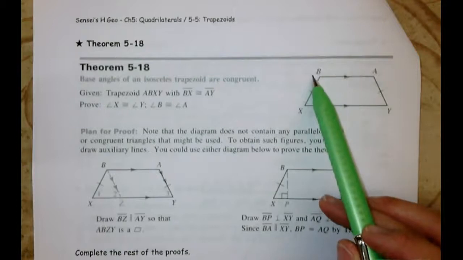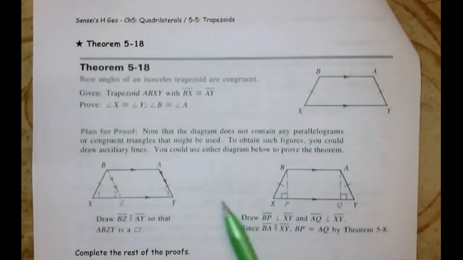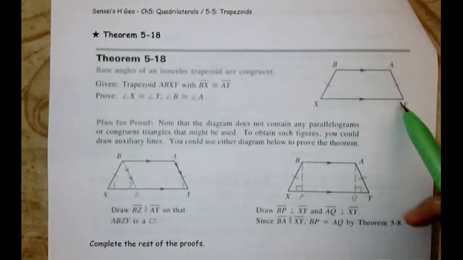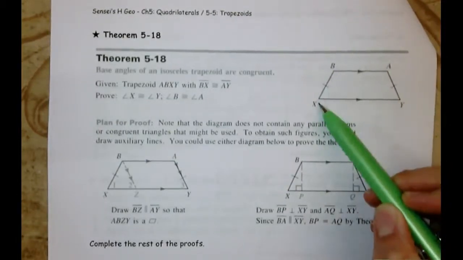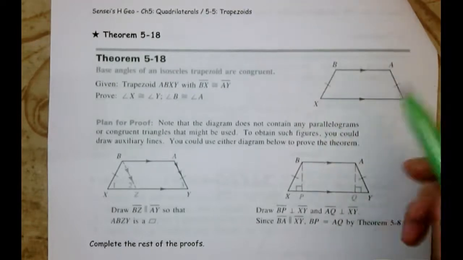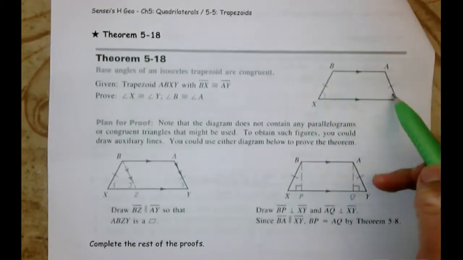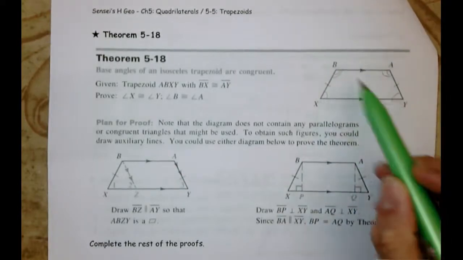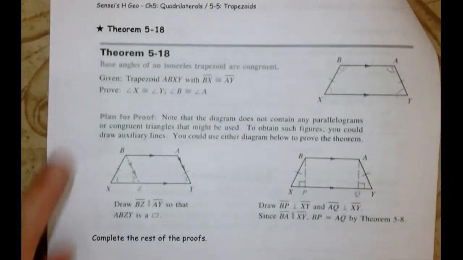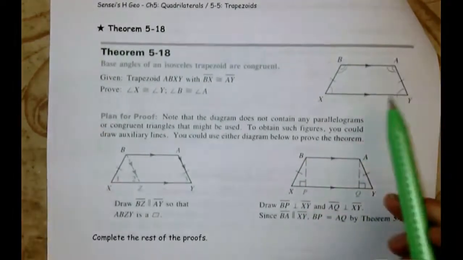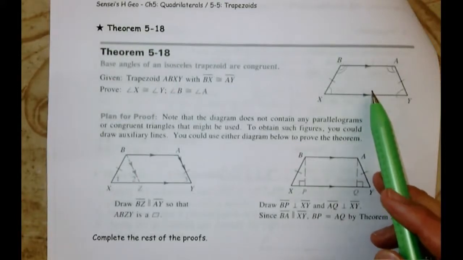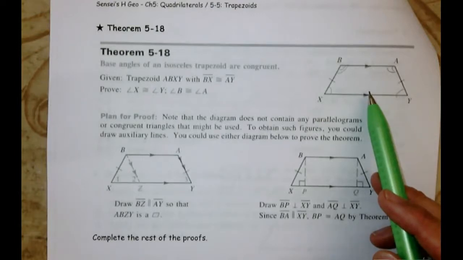Trapezoid ABXY, and BX is congruent to AY, and we have to prove that X and Y are congruent, and B and A are congruent. So these are called base angles. Okay, plan of proof. Note that this diagram does not contain any parallelogram or congruent triangles that might be used. To obtain such figures, you could draw auxiliary lines.